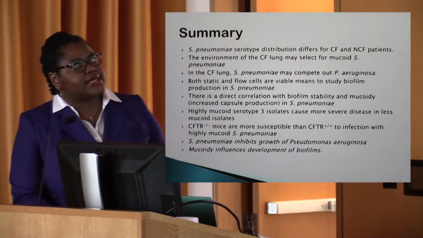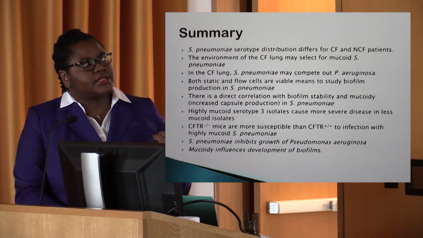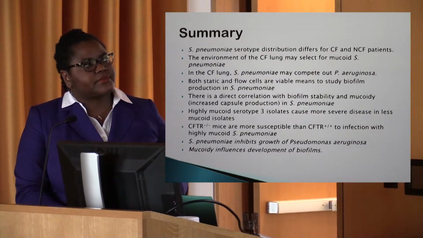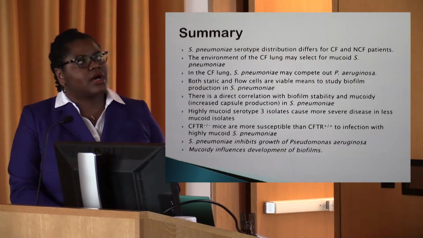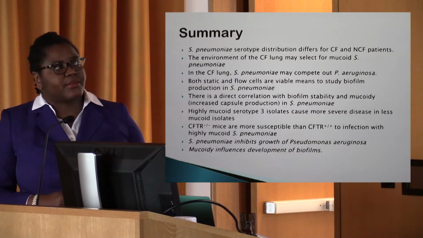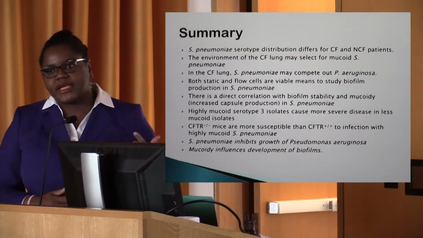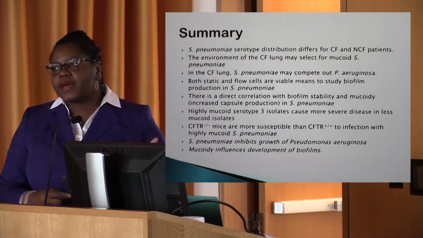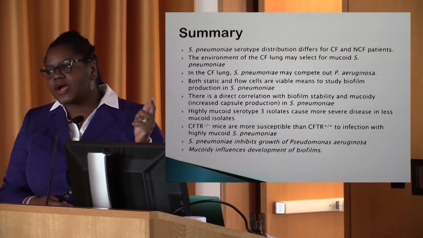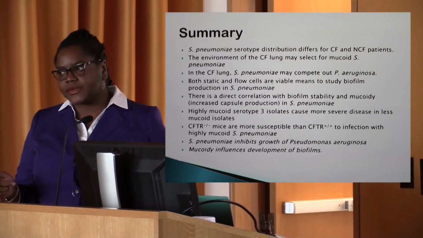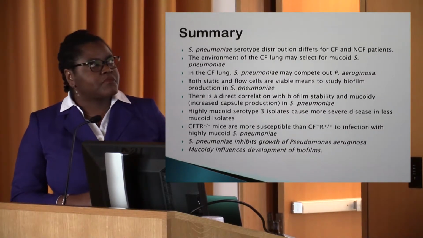So just to summarize, we saw serotype distribution differences. The CF lung actually may have something to do with why these mucoid organisms predominate. Something I did not get to talk about, which was originally going to be my topic, was S. pneumoniae competing out Pseudomonas. So when we're talking about novel antimicrobials, there's a novel system going on here that hasn't been described, where one bacterium kills off the other. And that's where a lot of our original antibiotics came from.